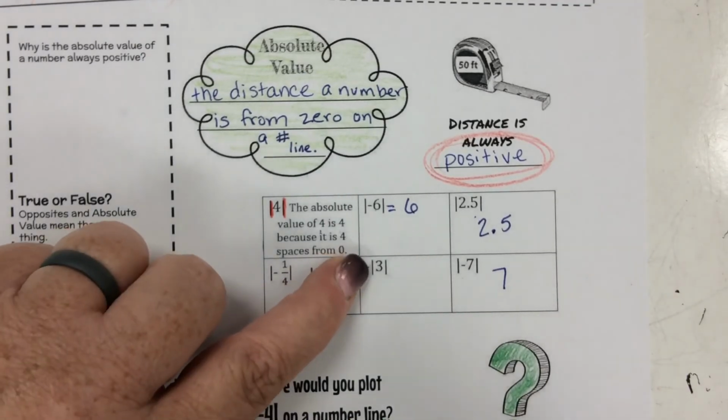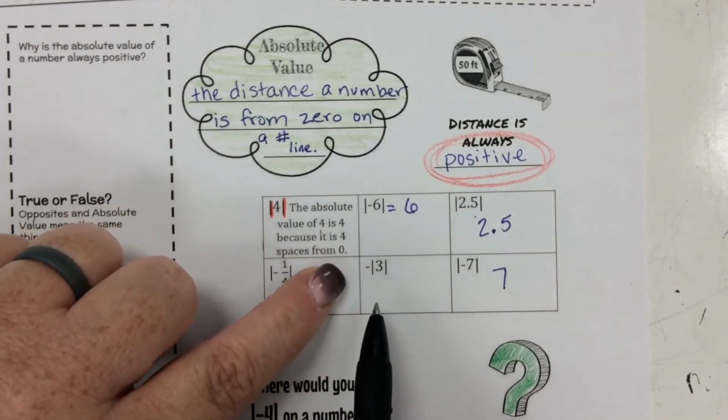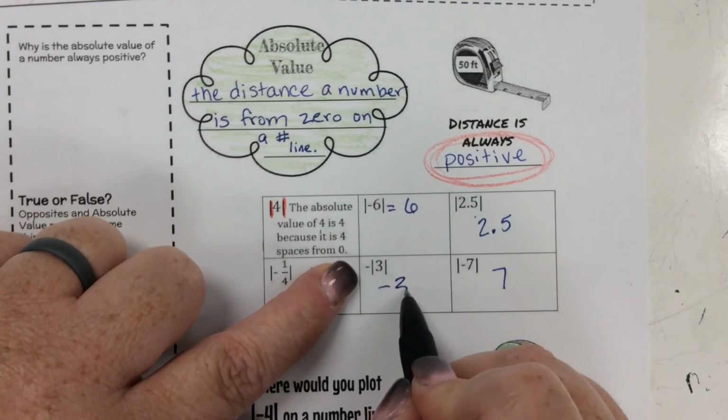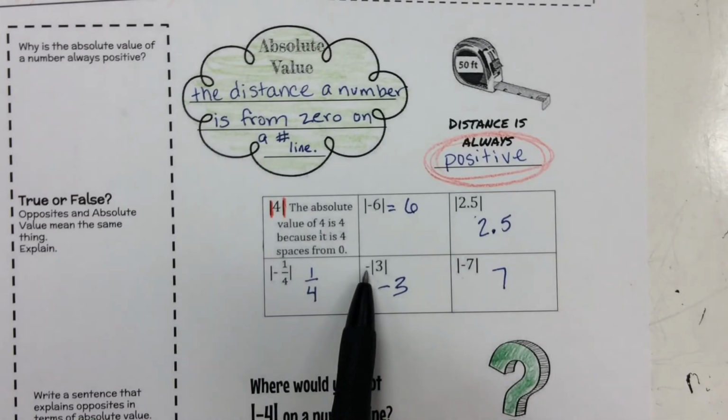So I want to cover that up for a second. What is the absolute value of 3? 3. What is the opposite of 3 then? Then it's a negative 3. So when you're doing absolute value, the only time that your answer would have a negative is if it is the opposite of it and it's outside of those bars. Okay, that's the little tricky part here.